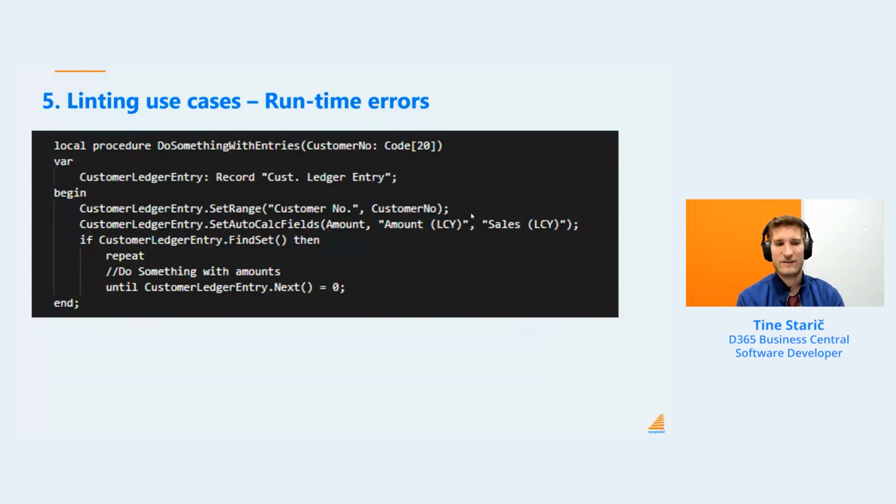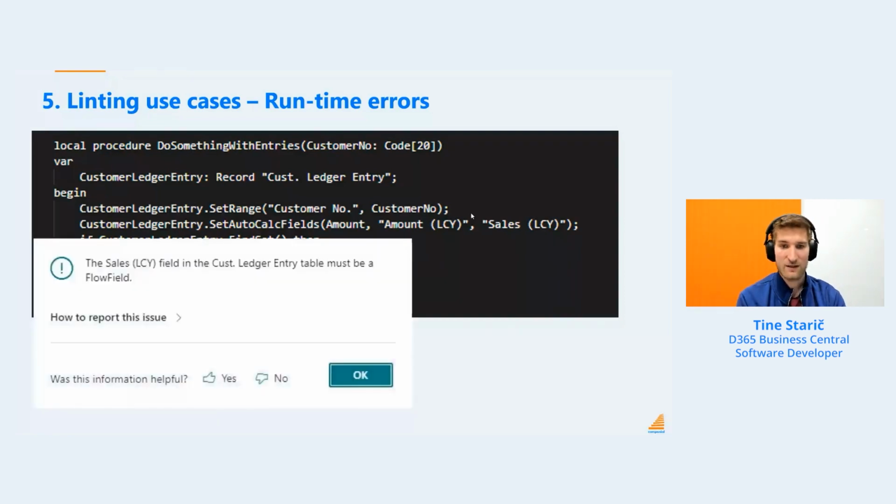The issue that we had internally wasn't exactly with the customer ledger entry, it was with the custom table, but the underlying issue was the same. So when I went through that code, it looked all fine to me, but then when we tried running it, this is what we got. The sales LCY field in the customer ledger entry table must be a flow field.